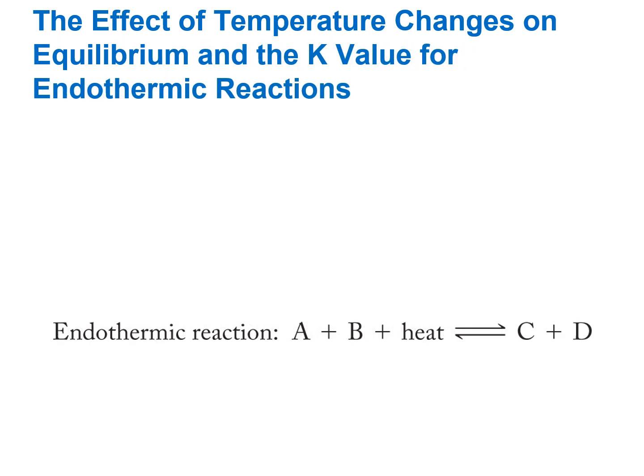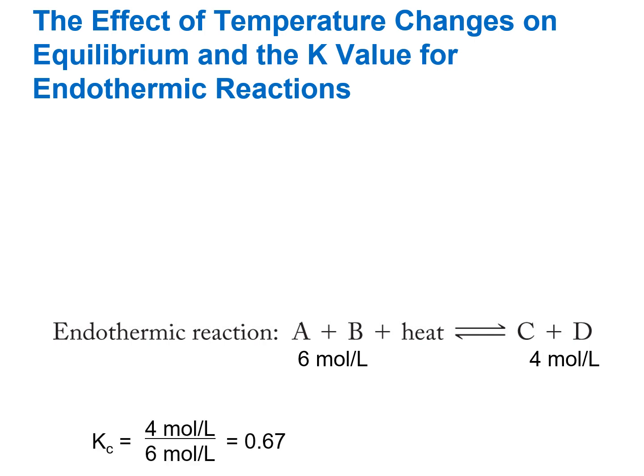So here we have our endothermic reaction, and let's go ahead and assign some values so we can calculate an equilibrium constant. Let's say we start off with a total of 6 moles per liter of reactants, and we also have 4 moles per liter of products. We can plug those values into our equilibrium constant formula and get a number. So at the beginning, we have an equilibrium constant that is 0.67.